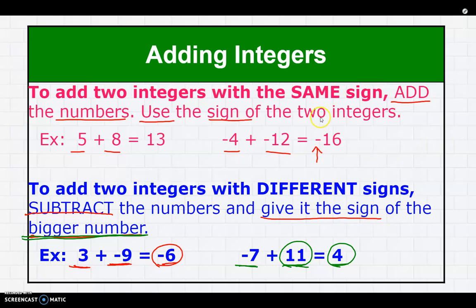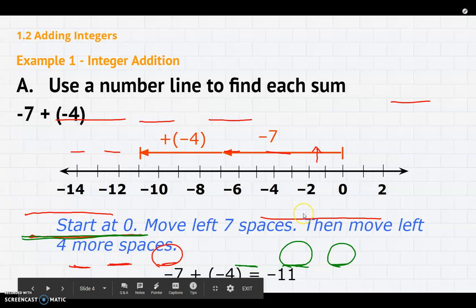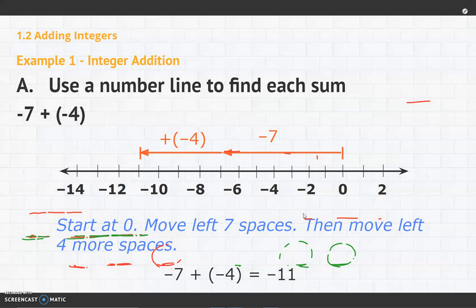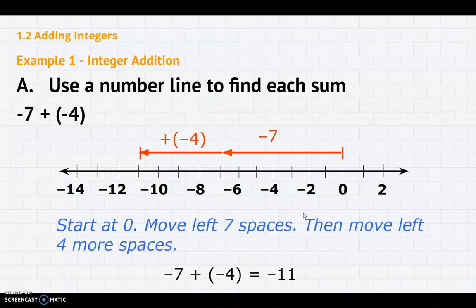Now you can memorize how to use these rules, which probably won't take you long, or you could use a number line to do it, which is what we're going to do in this example here. And honestly, the number line is a little bit more intuitive. Okay, it makes a little bit more sense to use a number line. So our first example says, use a number line to find each sum.